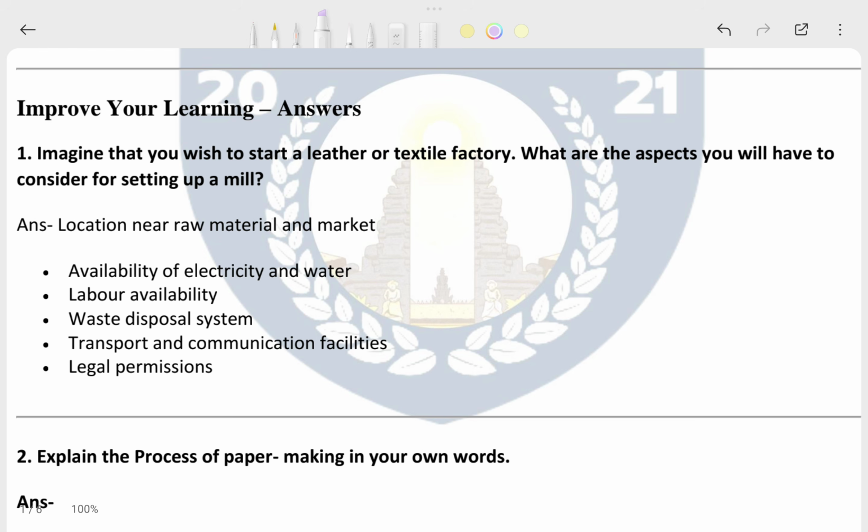So this is the improve your learning section, with answers. Generally it is question answers. If you have a doubt anywhere, then you can look at your textbook and then continue. Okay, right, so let's complete here.